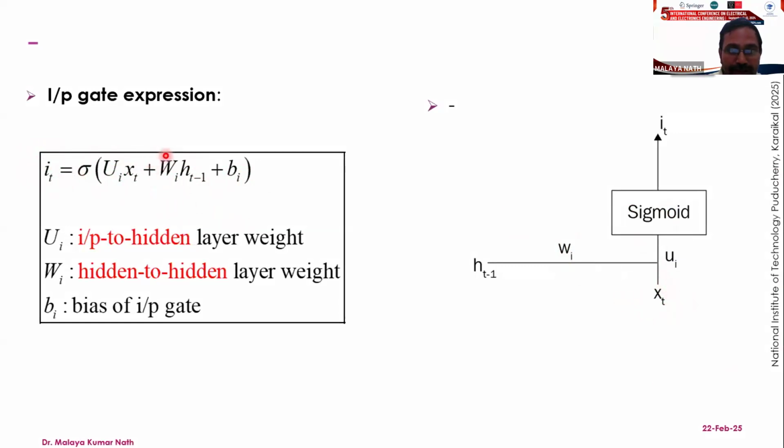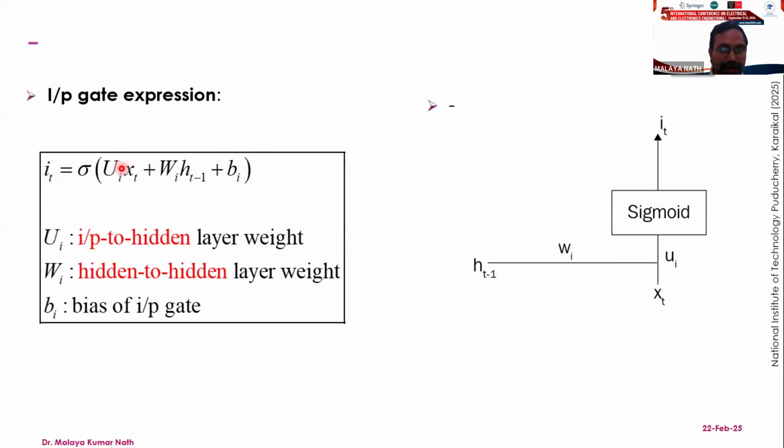Wi is the weight associated with the hidden to hidden layer, and the i stands for the input gate. h of t minus 1 is the previous hidden state information. bi is nothing but the bias that is associated with the input gate. So it basically provides the output, or the information which has to be added into the cell state.